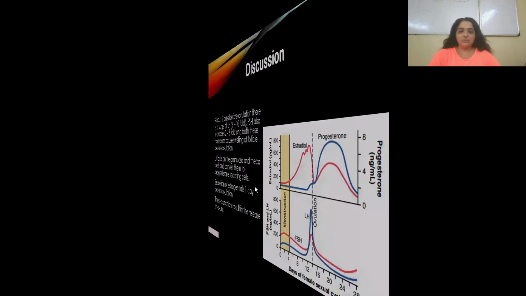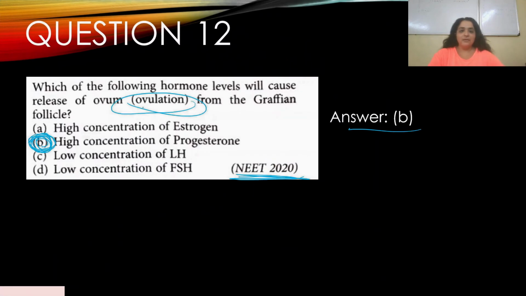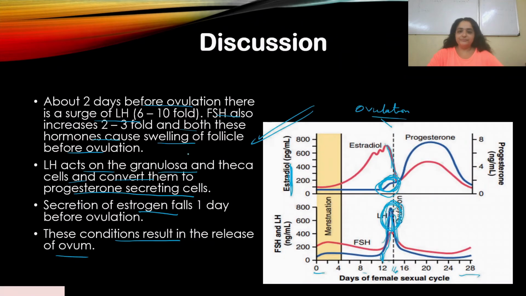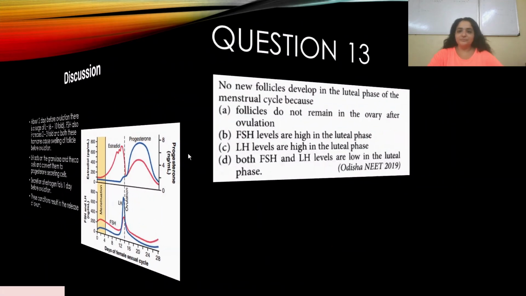Okay, so if you go back to the question, which of the following hormone levels will cause release of ovum? That's ovulation from the Graafian follicle. In this case, low concentration of LH and FSH is clearly incorrect. High concentration of estrogen, definitely not. There is high concentration of progesterone. You see a spike in progesterone, right? So the correct answer is B. All right, clear? Yes, we can move on.